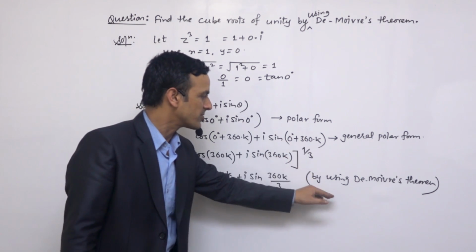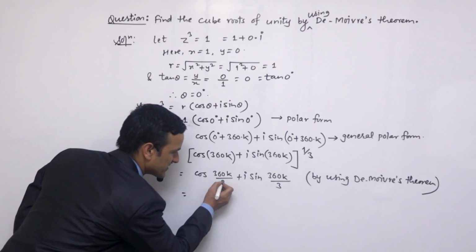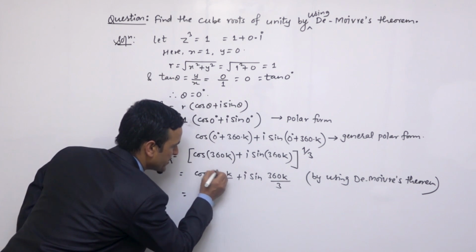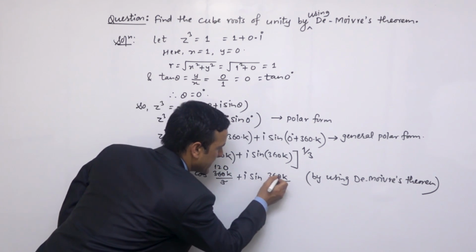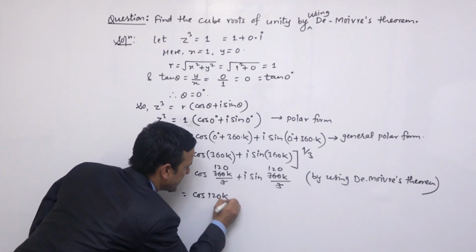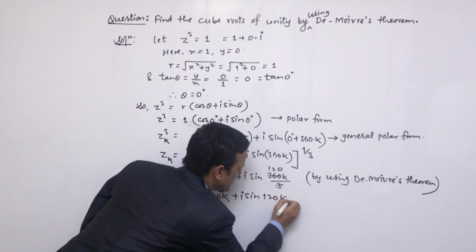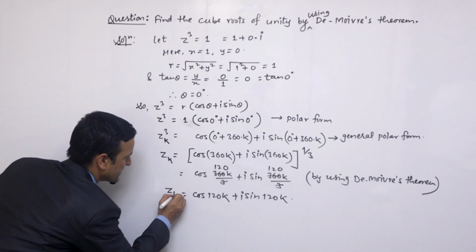n मा अपन भएको भएर हाम्रो 3 अलरेडी अपन मा आउँछ. Now we can simplify it like this also. So 3 and 360 means 120. So write down cos 120k plus I sin 120k. So this is the value of zk.